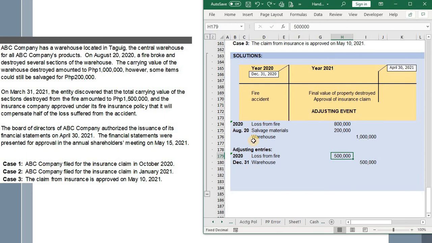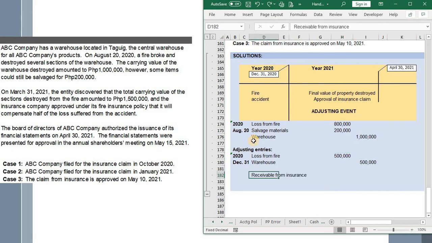So the amount that can be claimed from the insurance is considered as a contingent asset. Again, in Intermediate Accounting 2, a contingent asset is only recorded if it's virtually certain that the amount will be collectible. So in this problem, since the claim has already been approved by the insurance company, it means that the insurance claim is already virtually certain. So that is why we are now allowed to record a receivable account for the insurance claim.